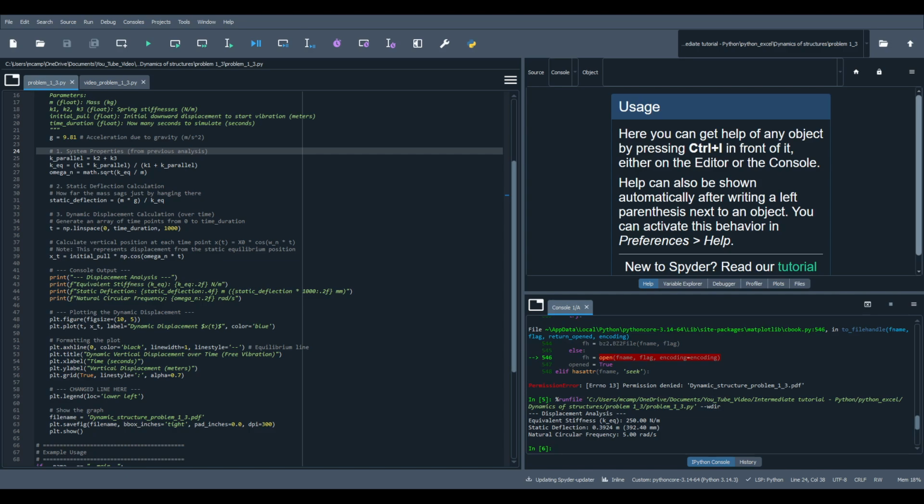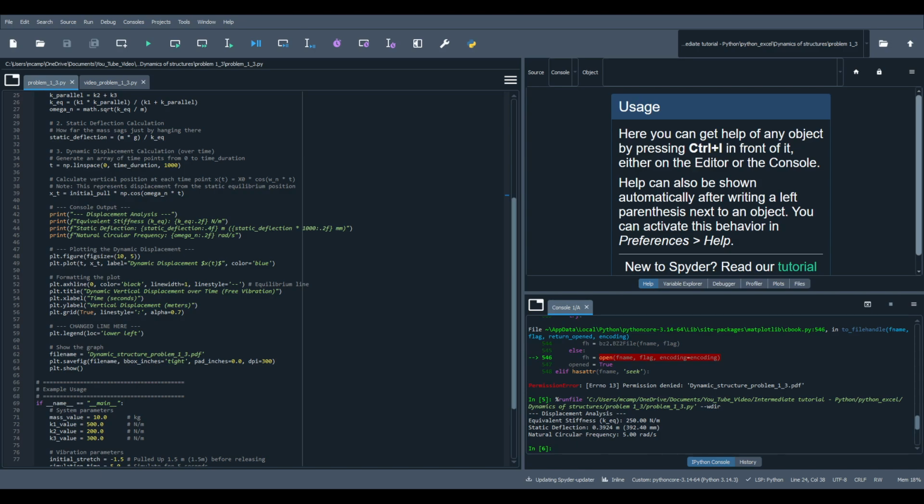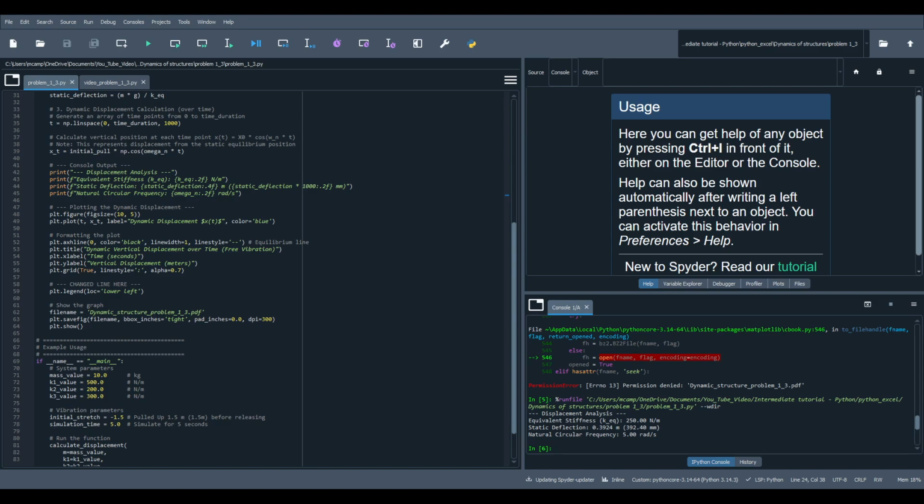In line 35 we define the duration time. Here is the equation of movement, a harmonic one, where x of t is equal to x0 multiplied by the cosine of omega n times t, so the frequency. Here you can print the result, and after we can plot the graph of the displacement.